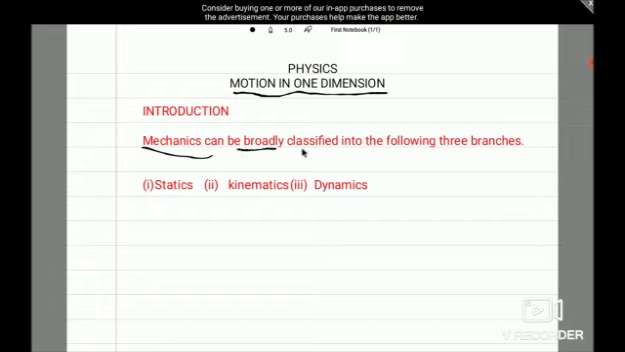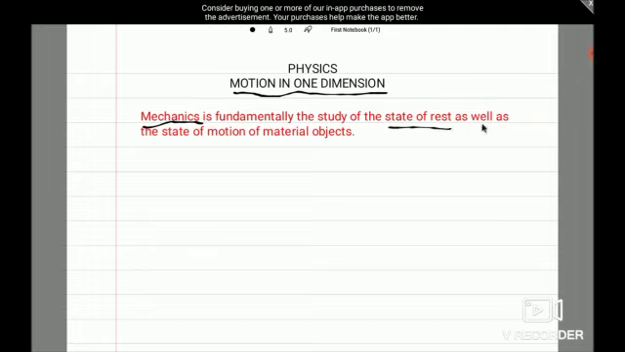Here is the definition of mechanics. Mechanics can be broadly classified into three categories, as it is written here. You can check it. Mechanics can be broadly classified into the following three categories. First one is statics, second one is kinematics, third one is dynamics. So we'll go through all three: statics, kinematics and dynamics.